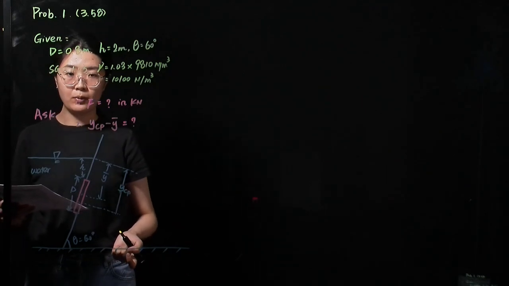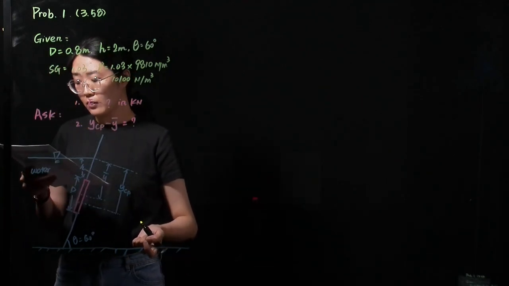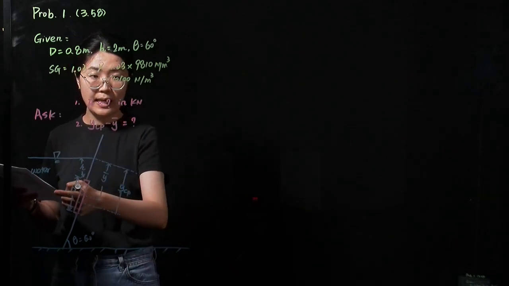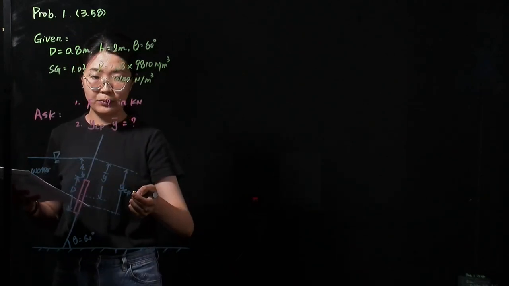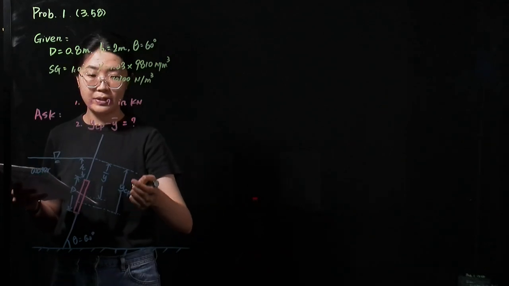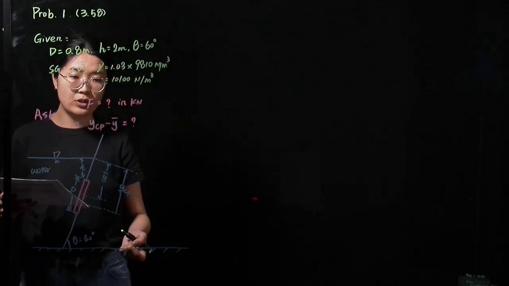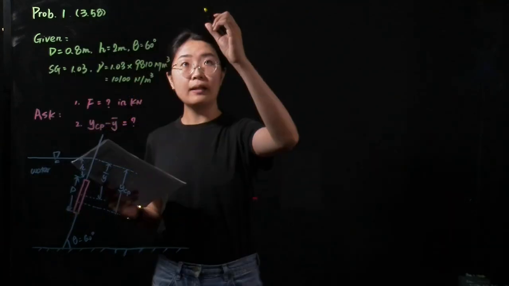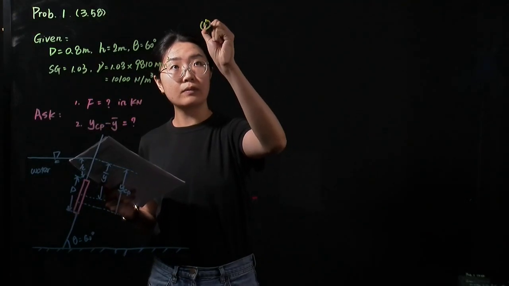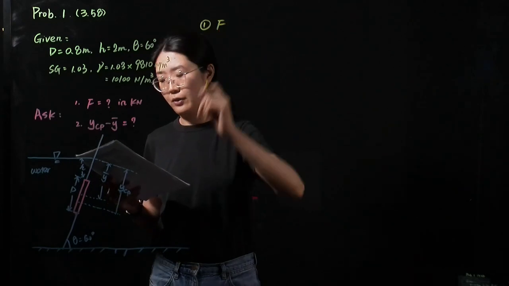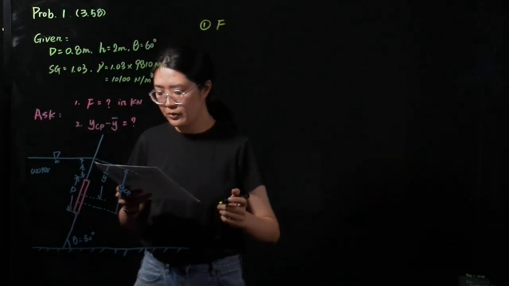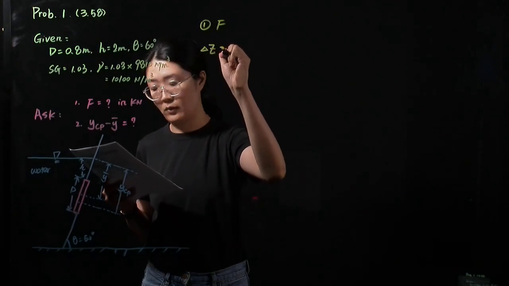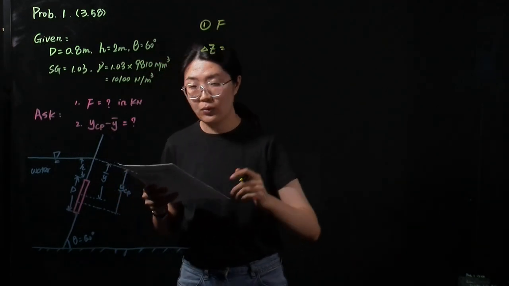So in this problem, we need to calculate first the force exerted on the window in kilonewton. And we also need to locate the corresponding center of pressure, which is the distance between the center of pressure and the centroid. Let's solve the hydraulic force first. To do that, first we need to calculate the delta Z, which is the depth of the centroid.